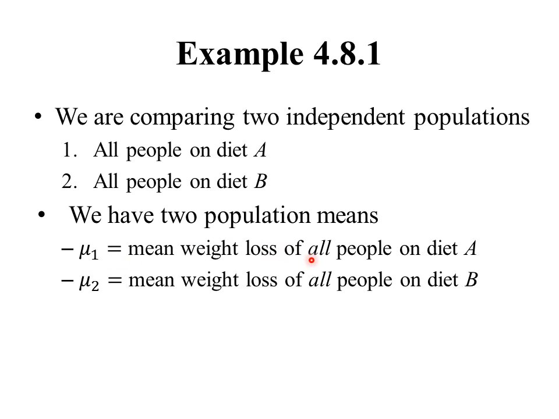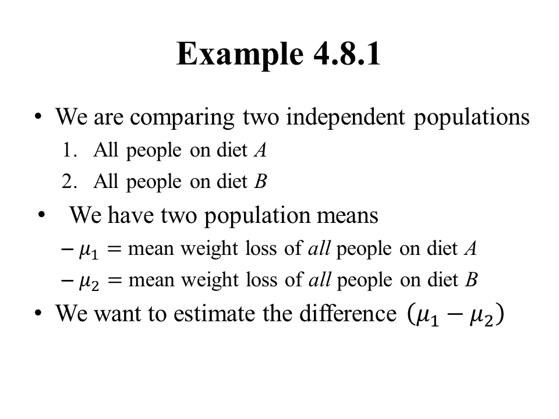Mu1 is the mean weight loss of all people on diet A, and mu2 is the mean weight loss of all people on diet B. And like in the previous example, we stress the word "all" here because we're interested in all people on diet A and all people on diet B, not just the 10 people who took diet A and the 10 people who took diet B.